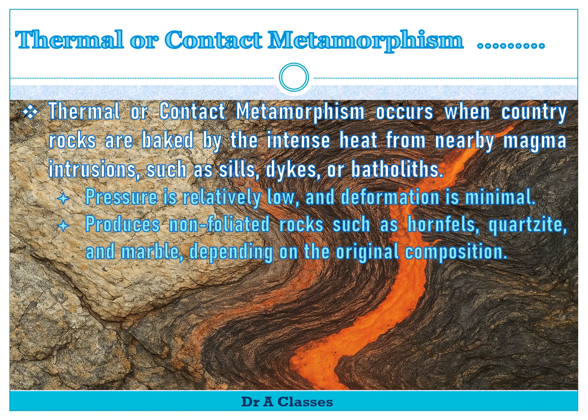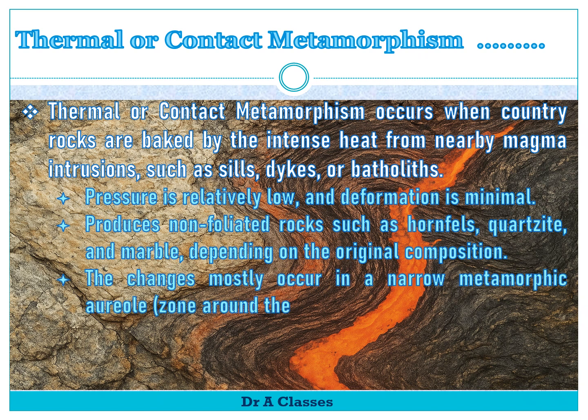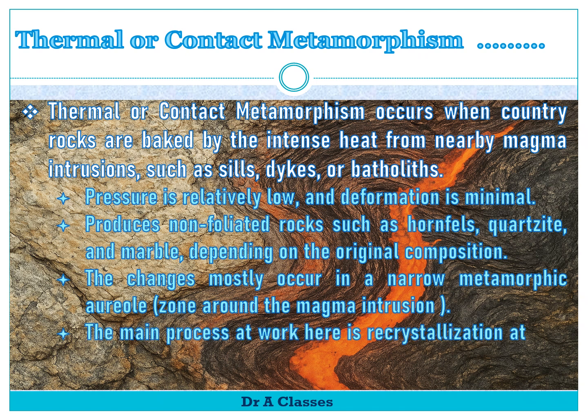The type of rock produced depends on the composition of the original or parent rock. The changes mostly occur in narrow metamorphic aureoles, which is the zone around the magma intrusion where the heat is most intense. The main process at work here is recrystallization, where existing minerals grow larger or new high temperature minerals form, all without melting. This type of metamorphism is very common around igneous intrusions like sills, dikes, and batholiths.